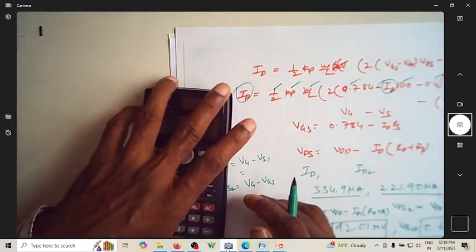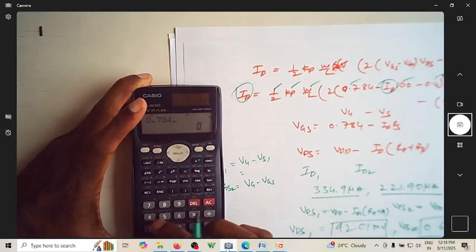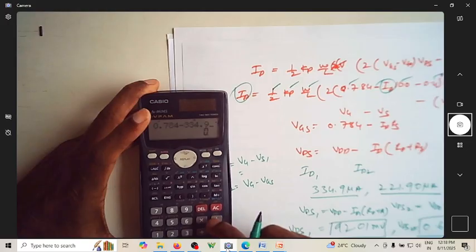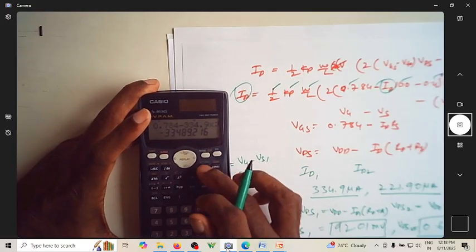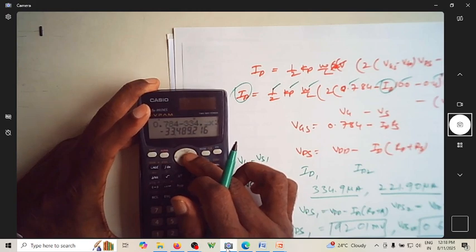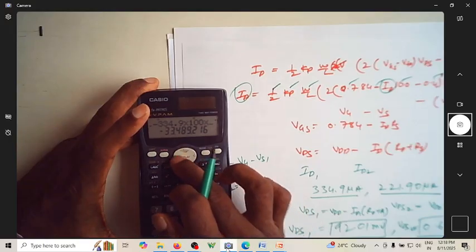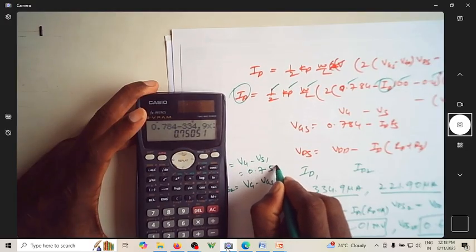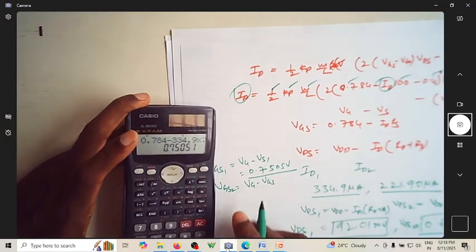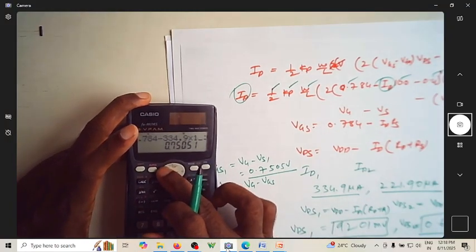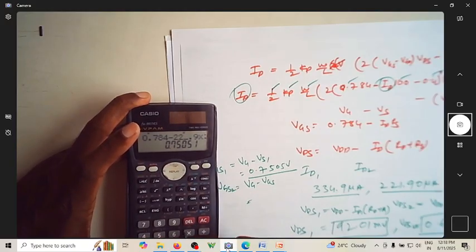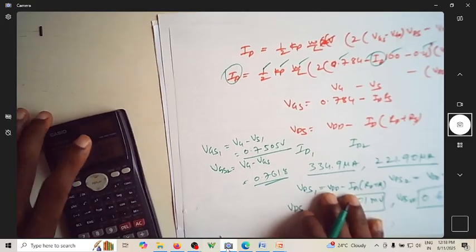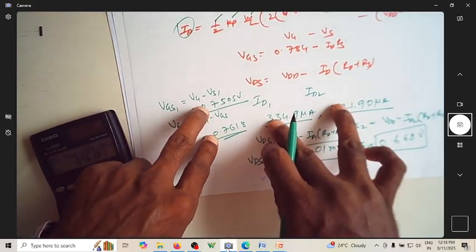So it's actually 0.784 minus 334.9 into 100 micro, exponential minus 6. So this comes out to be 0.7505 volt. This is one VGS. The other VGS is not too much different. This is 221.9, and this comes out to be 0.7618. So these two are the corresponding VGSs for these two VDSs.